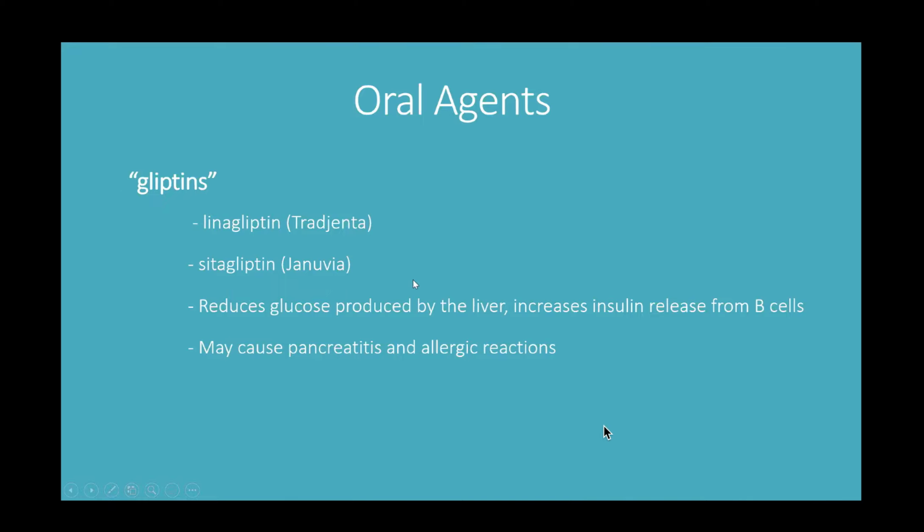The gliptins, again, we start with the big ones, metformin, and then we can add oral antidiabetics beyond that. This one does two things. It not only reduces the glucose produced by the liver, but it also increases the insulin release from the beta cells in the pancreas. The hard part about this is that because it is causing the pancreas to work in a bit of overdrive, it can lead to pancreatitis, and patients can have allergic reactions to it just like any other drug.